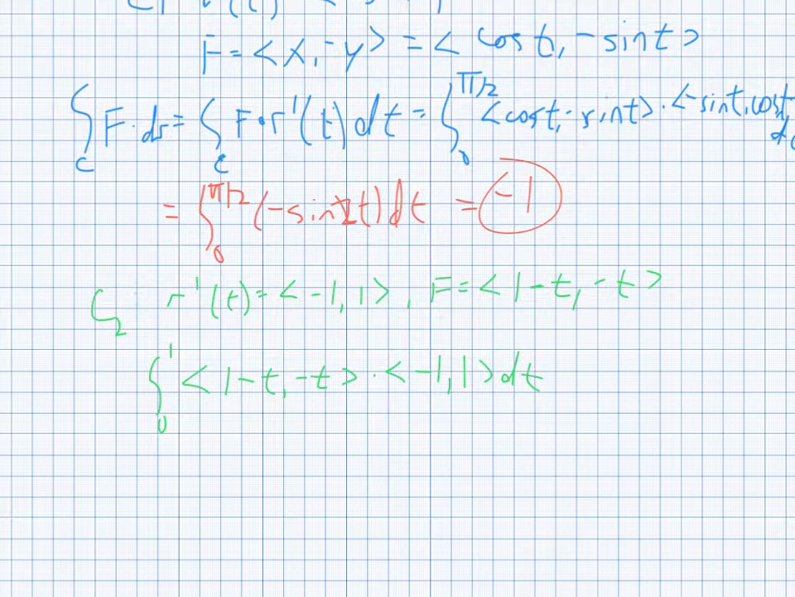Evaluating that integral, you do the dot product first. That dot product results in negative 1. So it's the integral from 0 to 1 of negative 1 dt, which is just negative 1. Boom, right there. So we got negative 1 for both of them, which again, we should have.